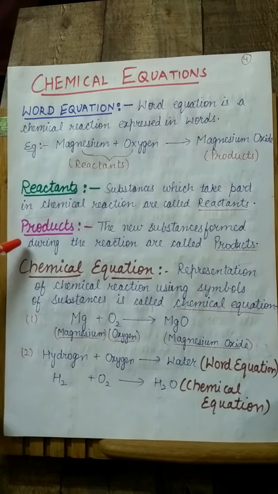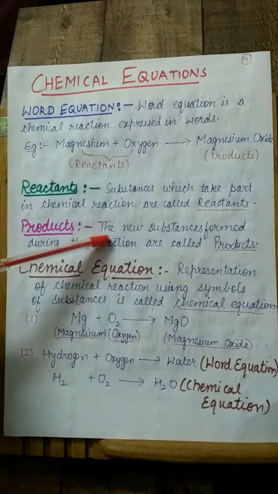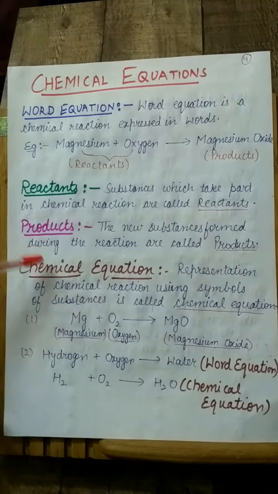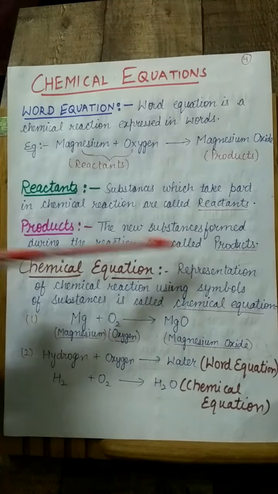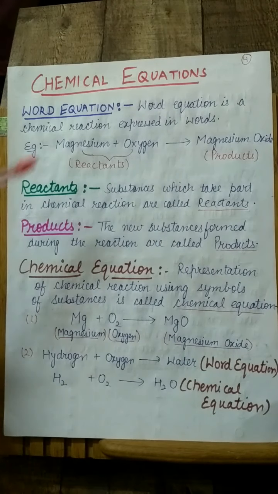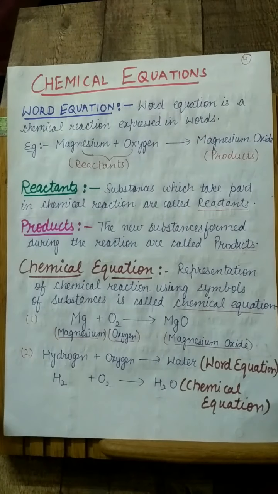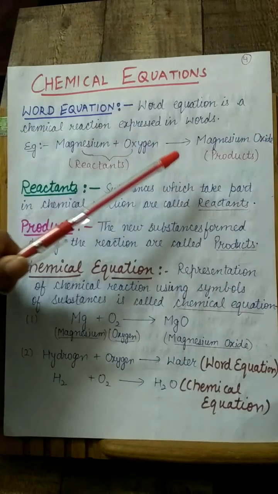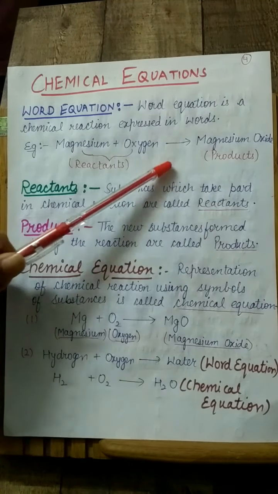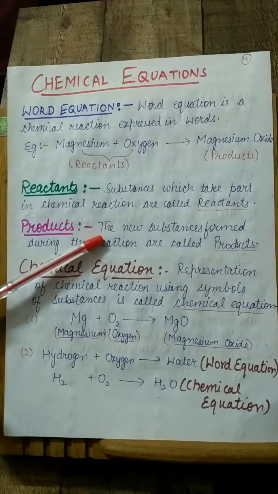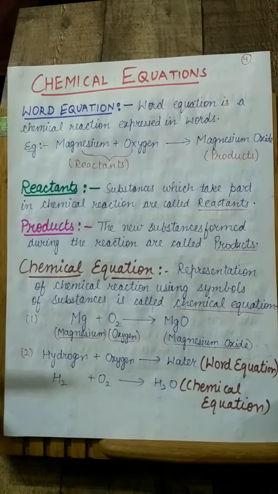Now the second one is the products. The new substances formed during the reaction are called products. Here, what is the new substance which is formed? Magnesium oxide is formed here. So magnesium oxide is a product, because it is a new substance which is formed during the reaction.